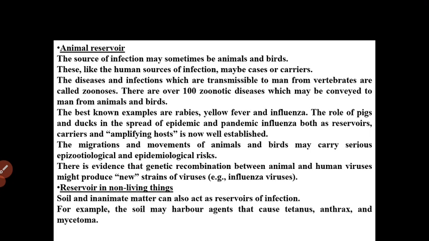Okay. The migrations and movements of animals and birds may carry serious epizootiological and epidemiological risks. Okay, they can carry their infection from some other geographical location to some other place, and they can easily transmit infection. Okay, there is evidence that genetic recombination between animal and human viruses might produce new strains of viruses. Example, influenza virus. Other example, which right now we are facing, the pandemic. Okay, understood.